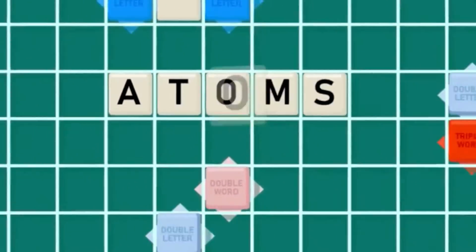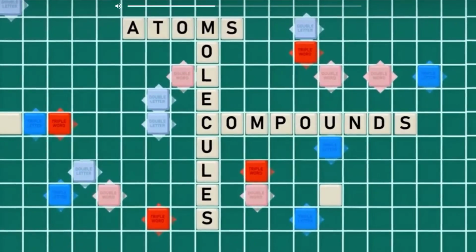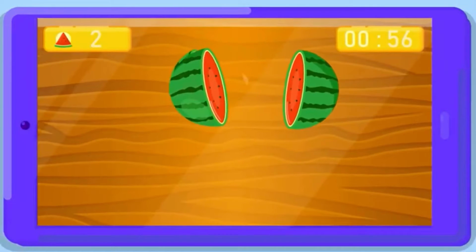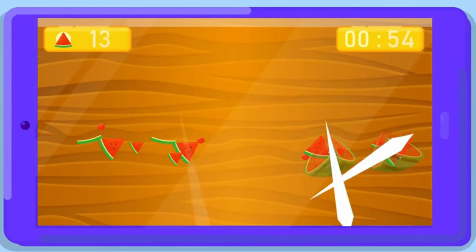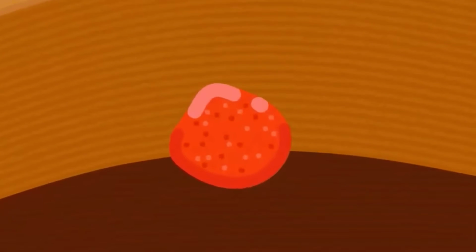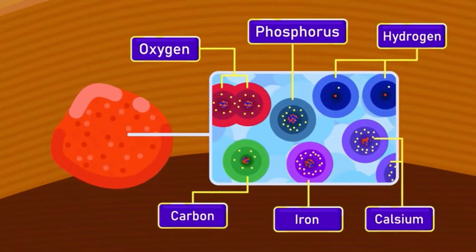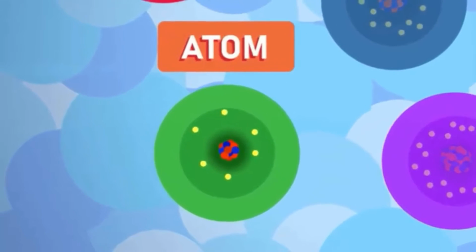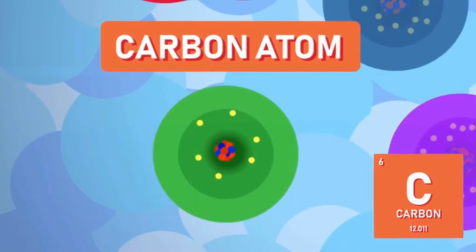What are atoms, molecules, and compounds? If you shred a big watermelon with a very sharp samurai sword, dividing it in half into smaller and smaller pieces until it can't be broken down anymore, these smallest parts are called elements. The fundamental unit of an element is the atom. Each element contains only one type of atom.